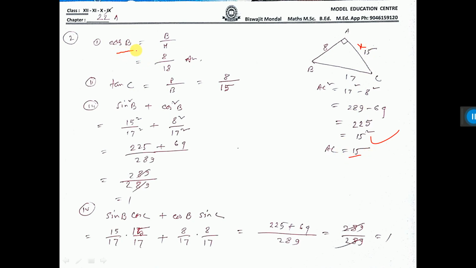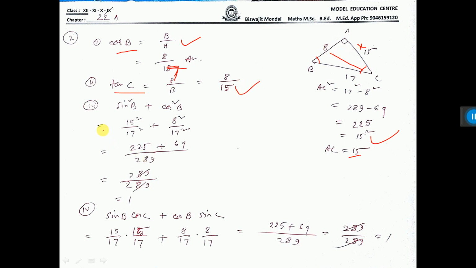Now cos B means this angle, so the opposite side 15 is perpendicular. Base by hypotenuse, so base is 8 by hypotenuse 17. It will be 17, not 18. Now tan C means this angle, perpendicular is 8. Tan means perpendicular by base, that is 8 by 15.